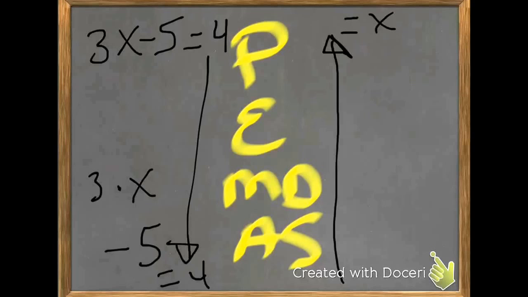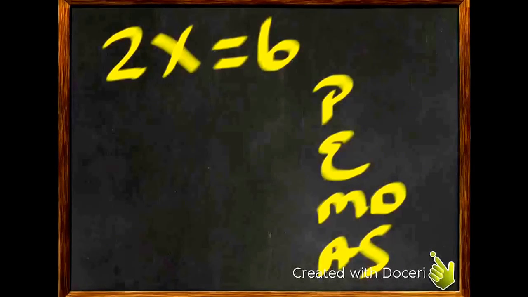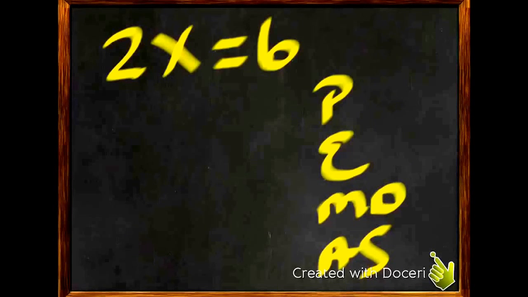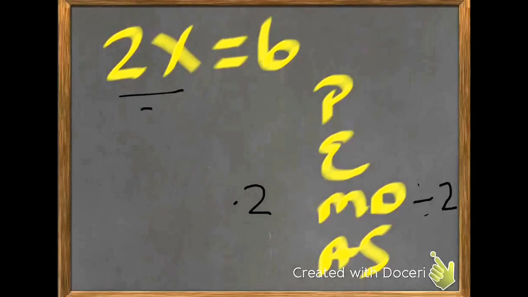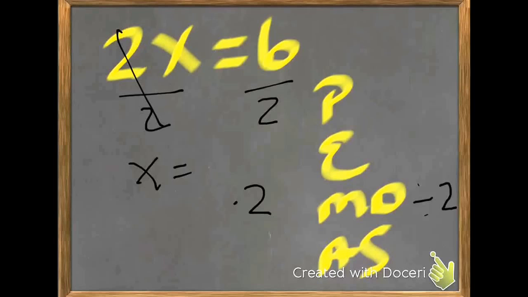So the opposite of subtracting 5 is to add 5. The opposite of multiplying by 3 is to divide by 3. So if you follow the order of operations backwards, you'll always solve for x in the correct order, and you will always have the right answer. So, for example, 2x equals 6. X has been multiplied by 2, so we're going to divide by 2. Six divided by 2 is 3.